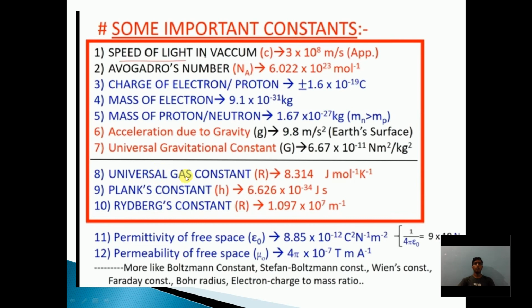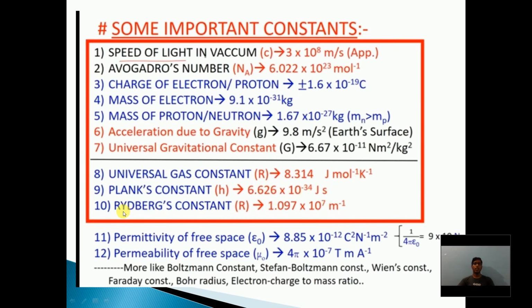Now coming to the universal gas constant, 8.314 joule per mole per Kelvin. All this you learn in chemistry. Next, Planck's constant, which you learn in physics also. So these are constants which you learn in both physics and chemistry. Planck's constant is also very important, 6.626 into 10 to the power of minus 34 joule second. Sometimes we write it as 6.63 into 10 to the power of minus 34 joule second.